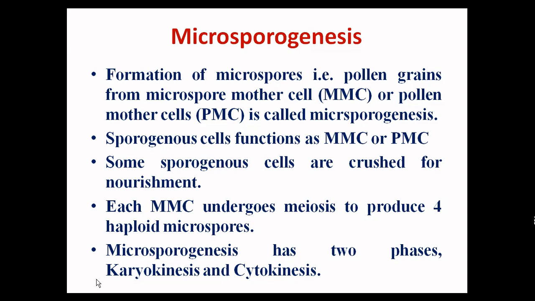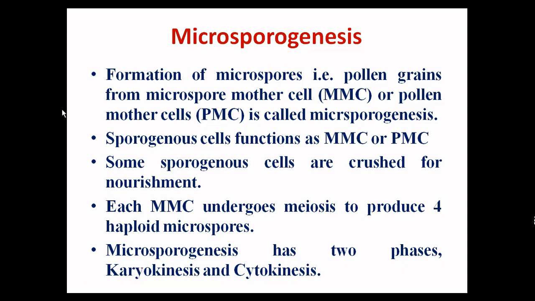So this is the structure of the tetrasporangiate anther, in which we have seen the anther wall and the tapetum and its types. Now let us see the next important component of this unit, that is microsporogenesis.